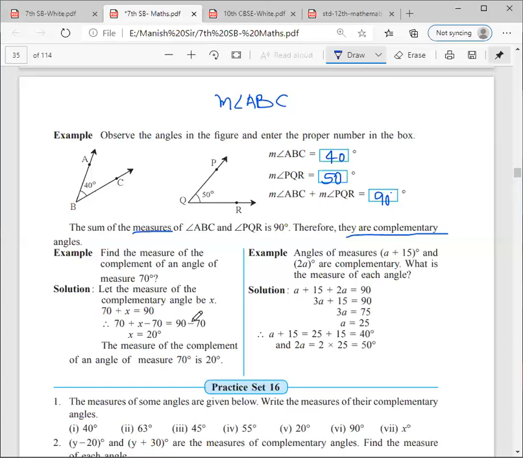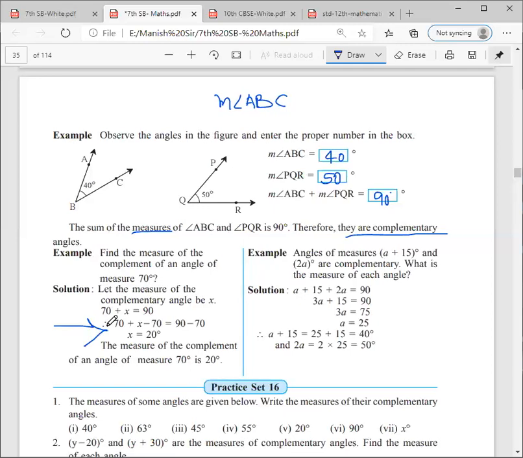We'll take 70 to that side. You can see that x is as it is, and we have taken 70 to that side. So 90 minus 70 is 20 degrees. To remove this 70 from the left hand side, they have taken minus 70, so they have to take minus 70 on the right hand side also. Because of this, minus 70 and plus 70 get cancelled, and then 90 minus 70 becomes 20 degrees. I hope this one is clear.